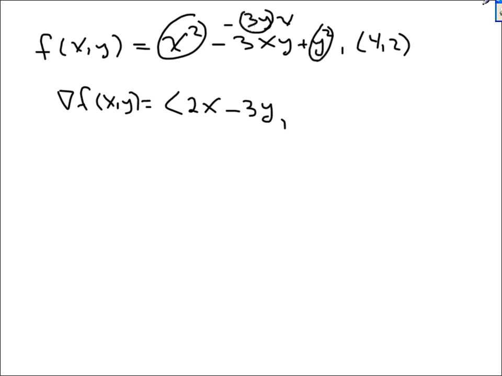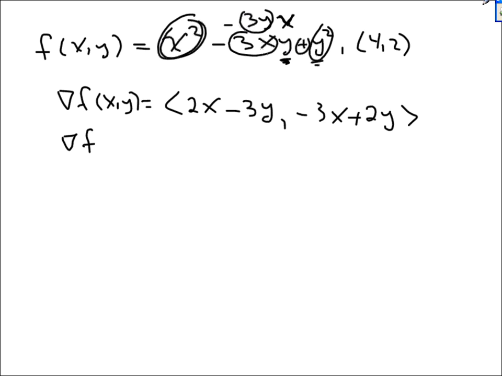Okay, now I do it with respect to y. X squared, that's the constant. The derivative is 0. Minus 3x times y. The derivative of a constant times y is just the constant. Plus the derivative of y squared is 2y. That's the gradient of f of x y.